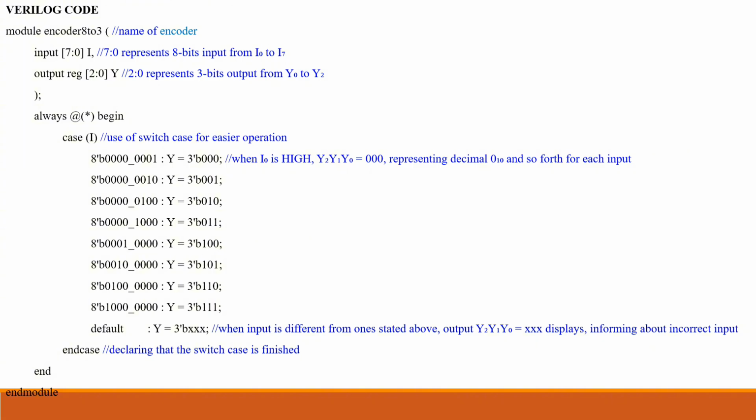As I said before, when I0 is high, for example, Y2, Y1, Y0 will be 0, 0, 0, representing decimal 0, and so forth for each input. And a default is added, for when the input is different from the ones stated above, the output will be XXX, displaying that the input is incorrect. And with that, we'll end the switch case and we'll stop with the Verilog code.